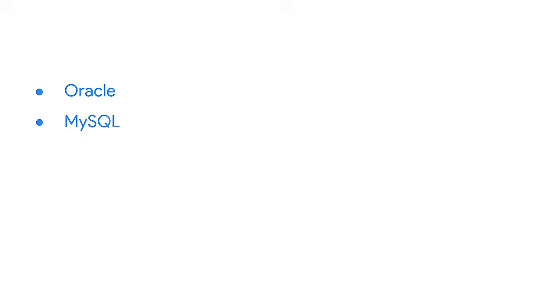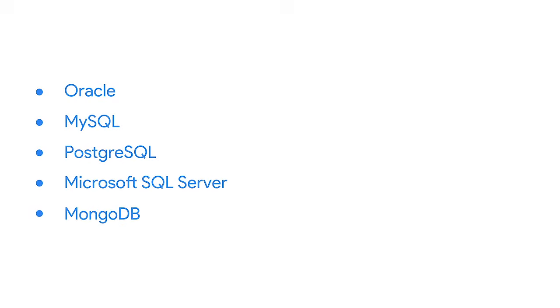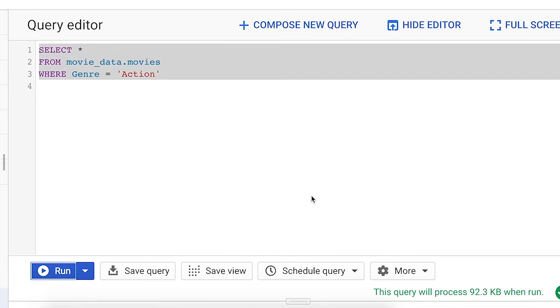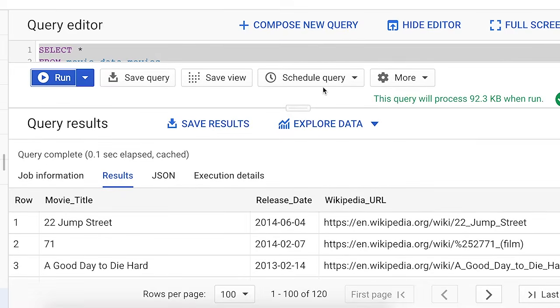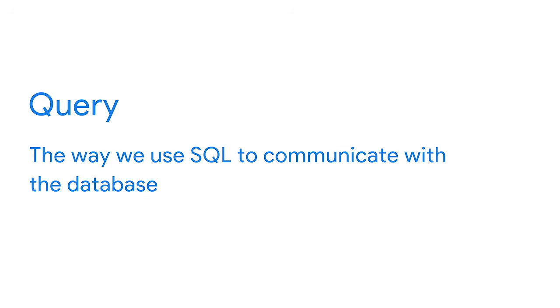So let's talk. There are a number of databases out there that use SQL. You may use several of them during your time as a data analyst. But here's the thing. No matter which database you use, SQL basically works the same in each. For example, in SQL, queries are universal. We've talked about queries before, but it never hurts to have a refresher. A query is the way we use SQL to communicate with the database.